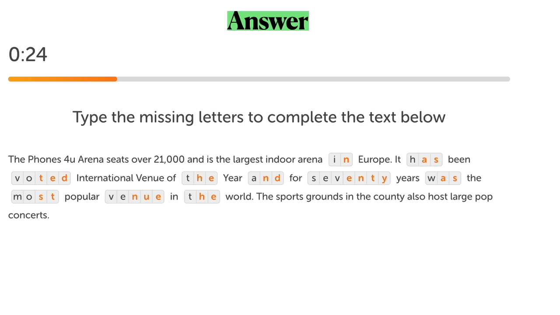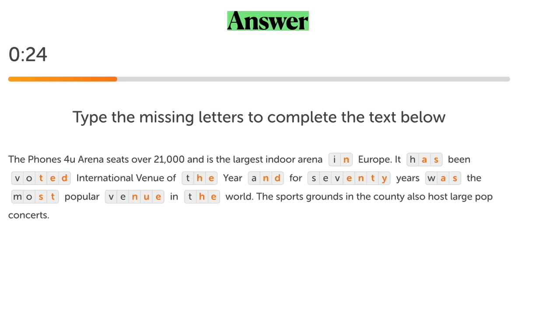The answer to the first blank is simple. The Phones for You arena seats over 21,000 and is the largest indoor arena Europe. In the first blank we'll put in because this is the preposition and this is what we need before Europe. The preposition will show that the arena is located in Europe.